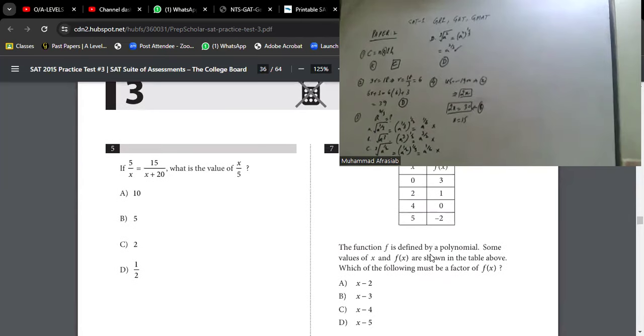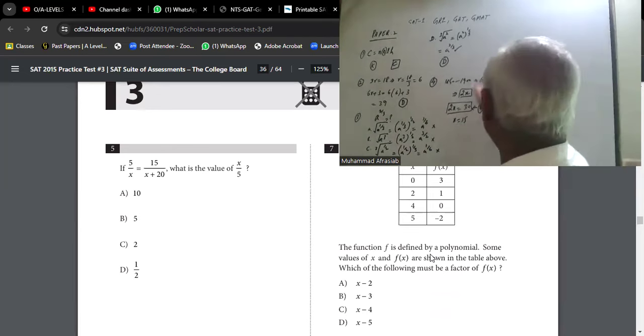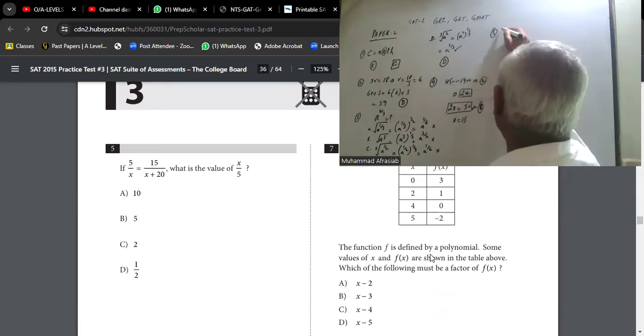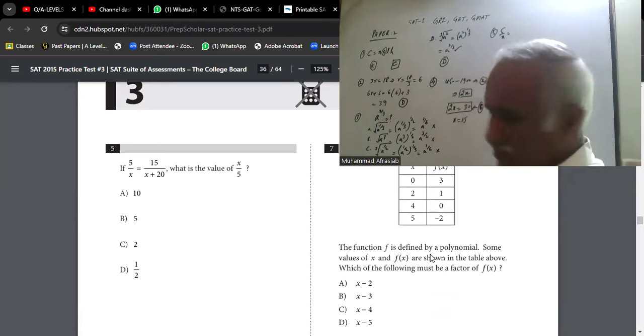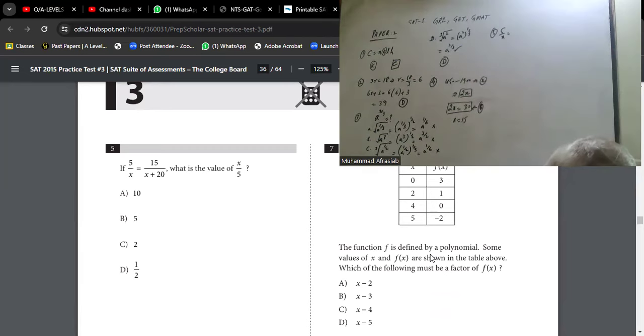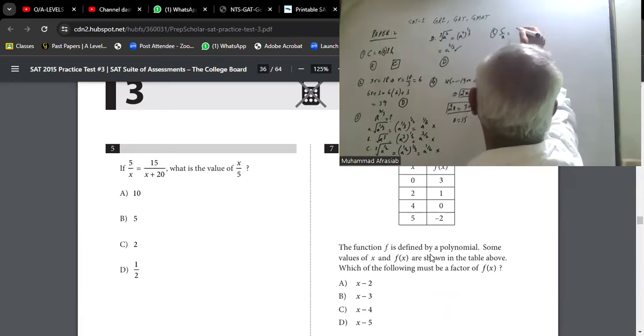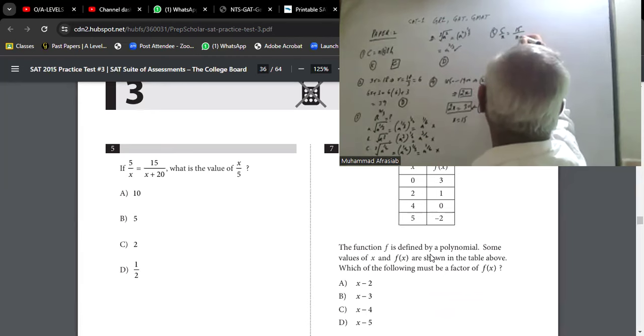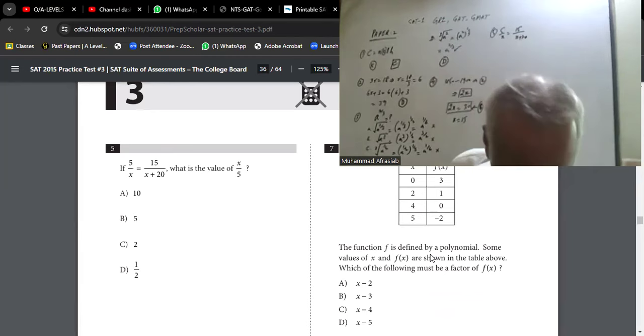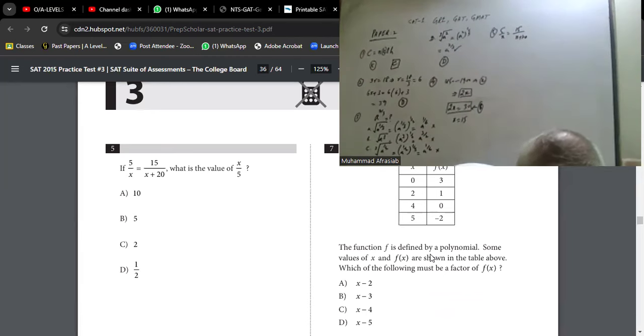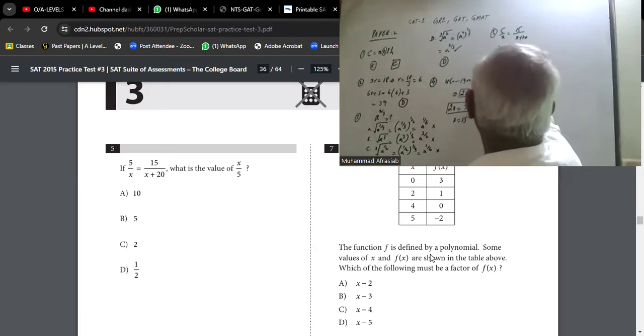If x over 5 over x is equal to 15 over x plus 20, then what is the value of x over 5? So you have to find out x over 5.